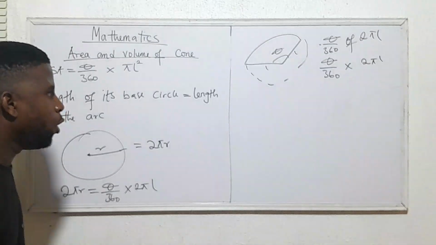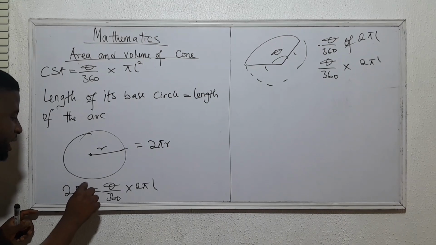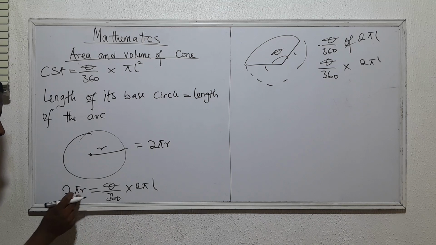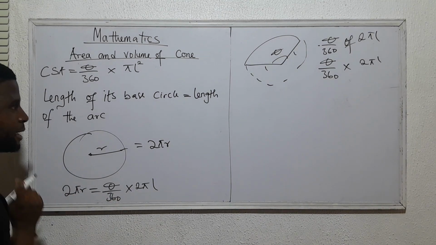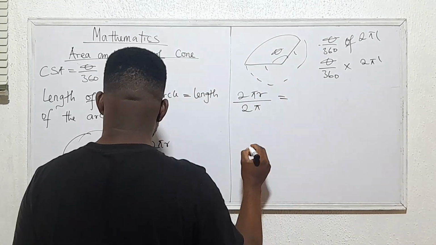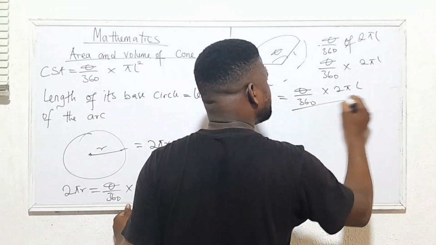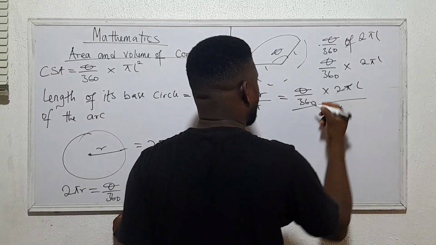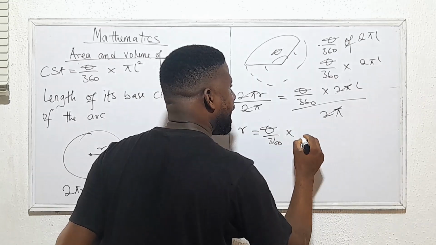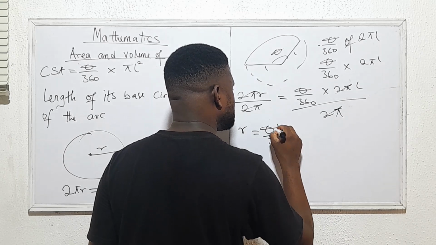So in a situation where we are not given theta and we were given radius, now we want to make radius the subject of formula so that we can find radius, right? Now to find radius, we divide both sides by 2 pi. So that we have 2 pi r divided by 2 pi equals theta over 360 times 2 pi L divided by what? 2 pi. So this will cancel out this. This will cancel out this. We have r equal theta over 360 times L, right? So we can just bring it together and say this is theta L.